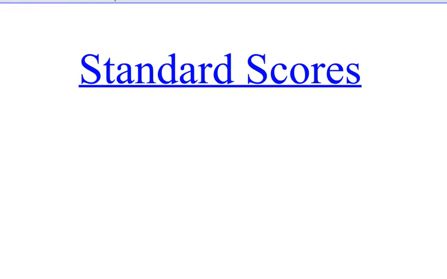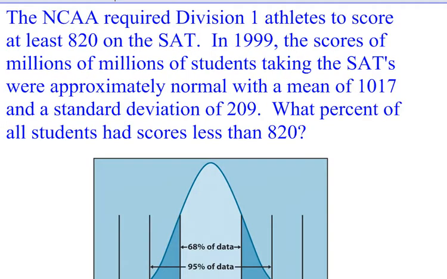In this lesson, we are going to be learning about standard scores. Here's an example of where we'd use standard scores. The NCAA required Division I athletes to score at least an 820 on the SAT. In 1999, the scores of millions of students taking the SATs were approximately normal, with a mean of 1,017 and a standard deviation of 209. What percent of all students had scored less than 820?